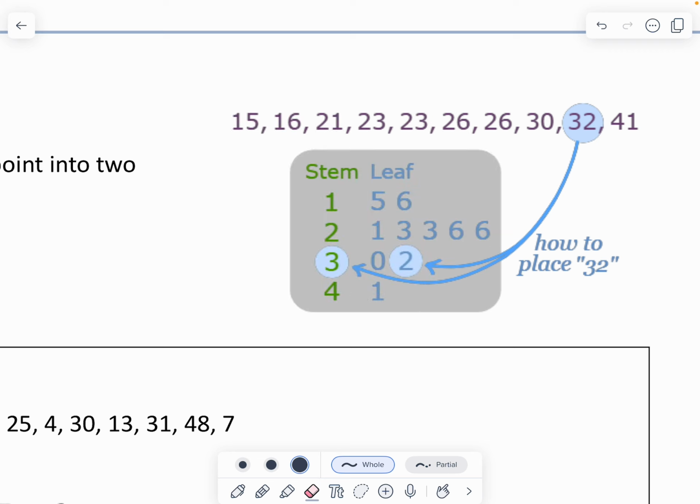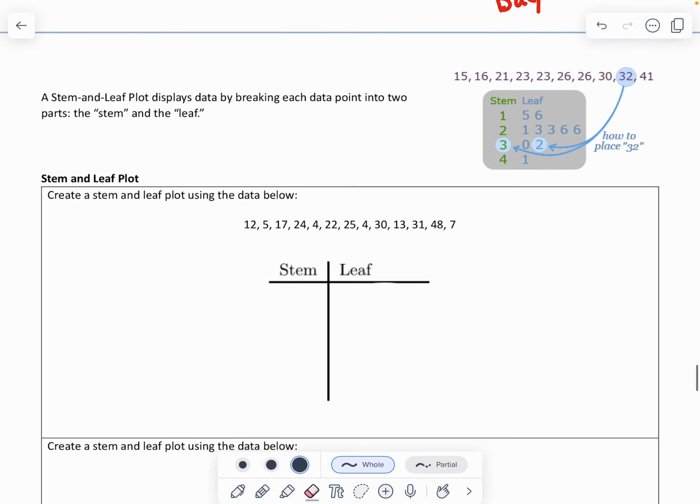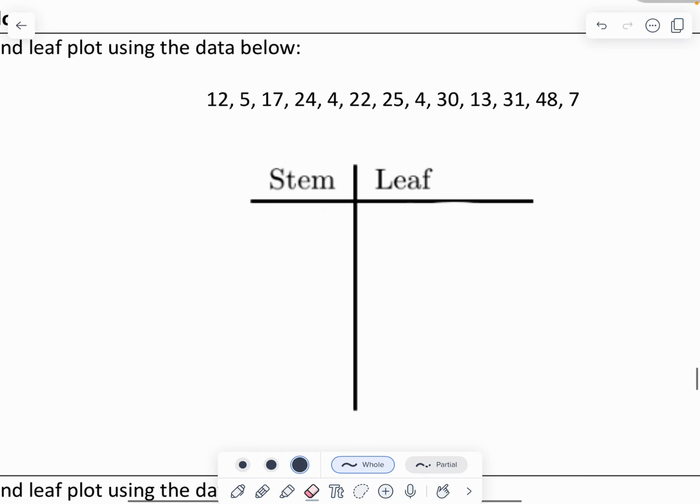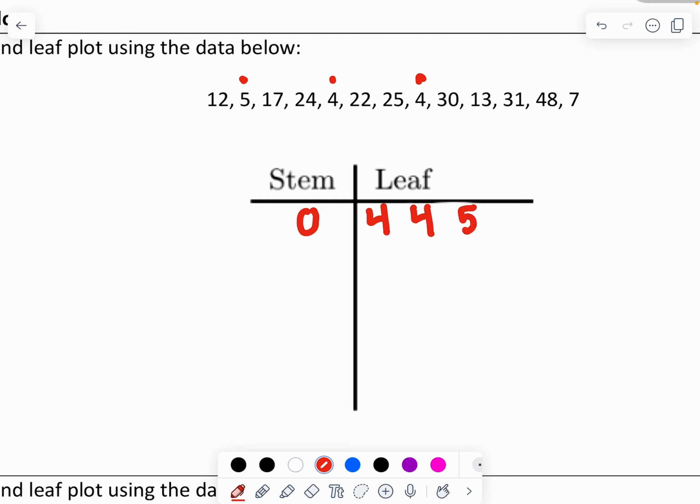So this takes a little bit of getting used to, but once you get the hang of it, it is very simple. So on this first example, we're going to create our stem and leaf plot using the data below. I can see right away that I have a 5, a 5, a 4, and a 4. And so we would put a 0 in front, and the 0 would be the stem, and then the leaf would be 4, 4, and 5.